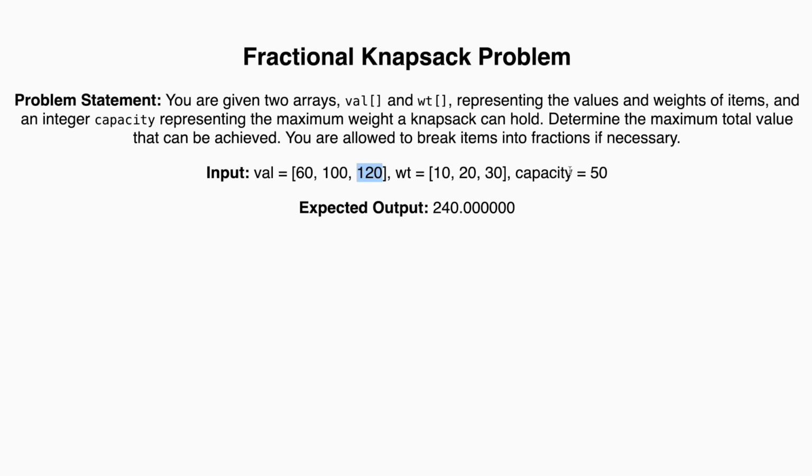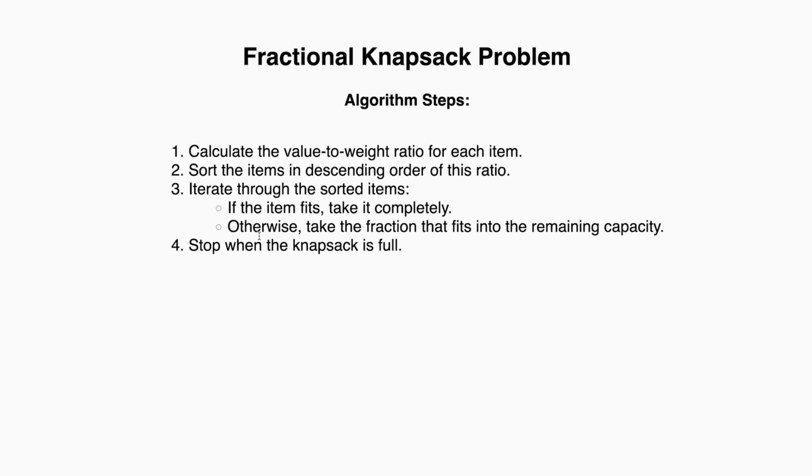For each item, if it fits completely in the remaining capacity of the knapsack, we will take it. If it doesn't fit, then we take the fraction of it that fits. And finally, we stop when the capacity is fully utilized. So that's what we will be doing. Now we can quickly see the algorithm steps of this solution.